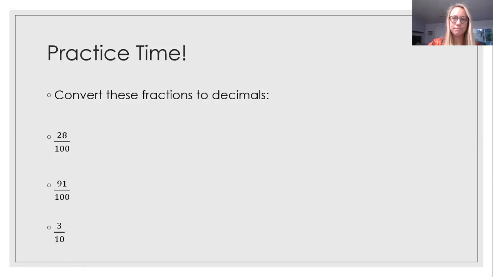Over here, I have 91 hundredths. I have 1, 2 zeros in my denominator, so I know that I'm going to have 2 numbers, 2 place values in my decimal. So I'm going to do 0, decimal, 9, 1 for 91 hundredths. This last one, I have 1 zero in my denominator, so I'm going to have 1 number, 1 place value in my decimal, 3 tenths. Those are our answers up here.